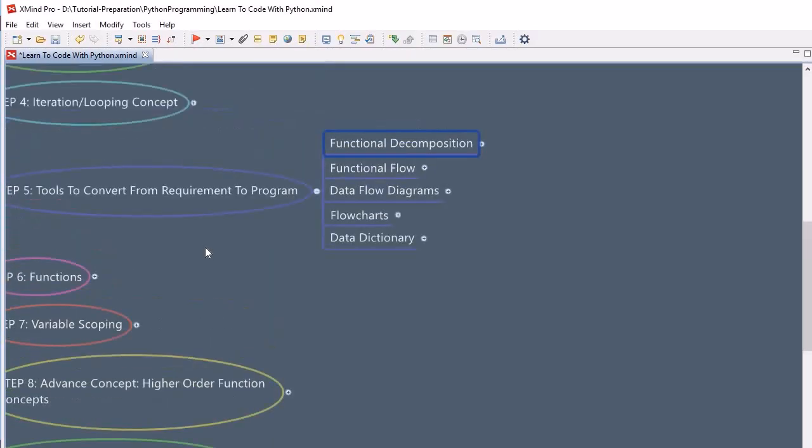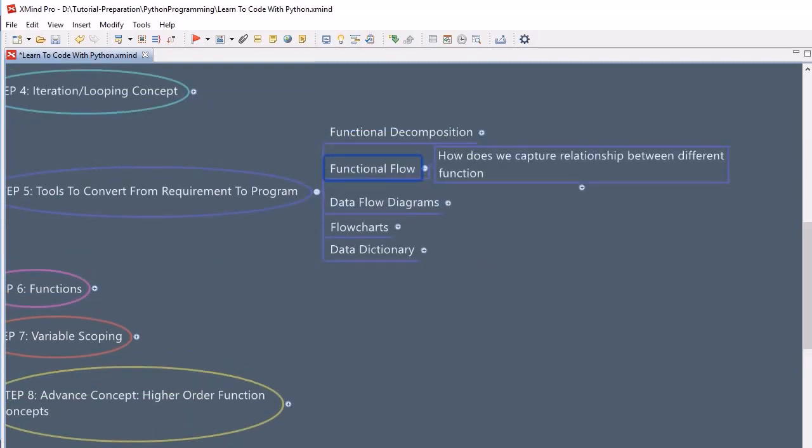So what is the other tool we have? We have functional flow. So let's look at what it is. Functional flow basically deals with the data flows between the functions when they are invoked. So let's look into that. What are the things given in the functional flow?